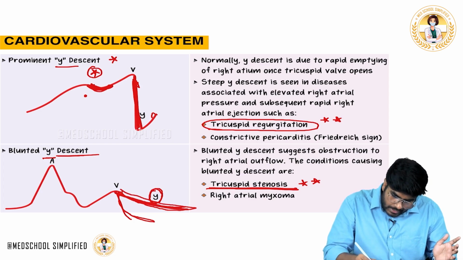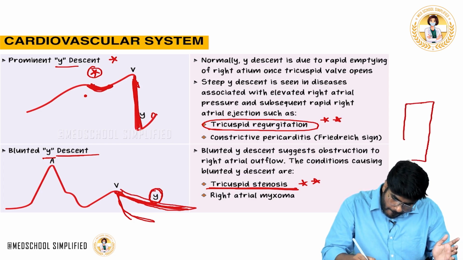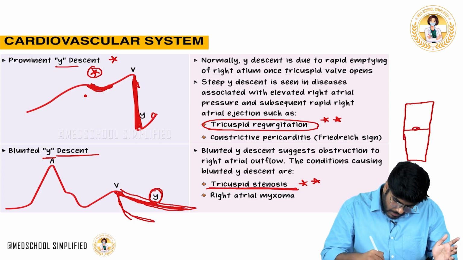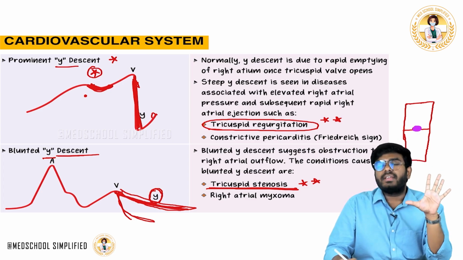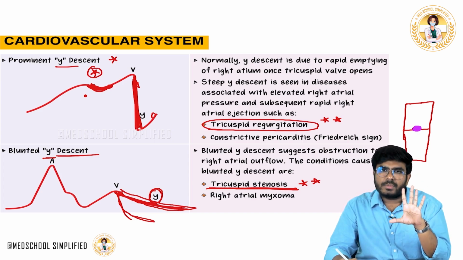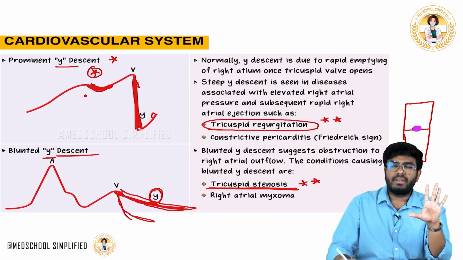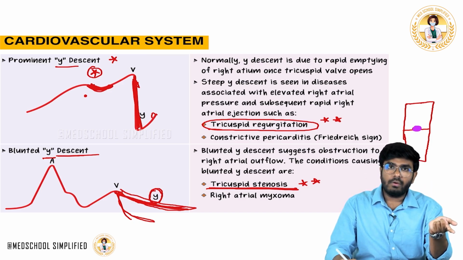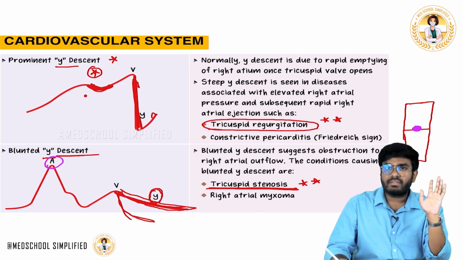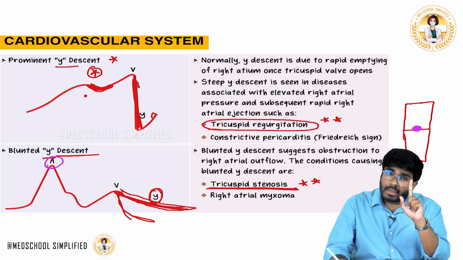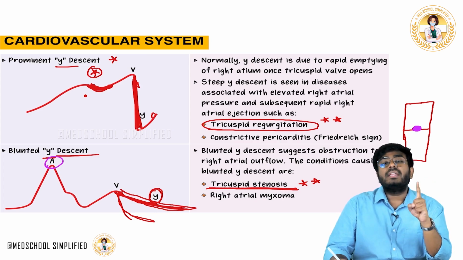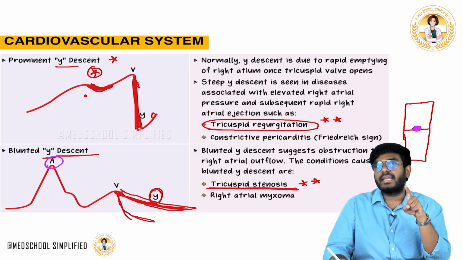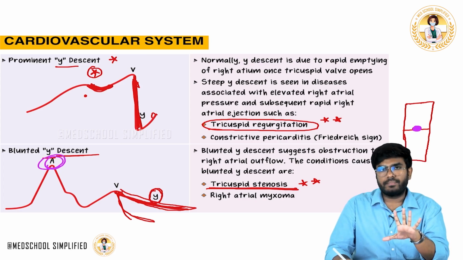For example, now let me show you here. See, what is the problem? Tricuspid stenosis. The tricuspid valve is stenosed. Not severe, okay, but tricuspid stenosis is there. Whenever there is a severe tricuspid stenosis, you will have large A waves. Along with the large A waves, what else can you expect in tricuspid stenosis? One thing is large A waves.